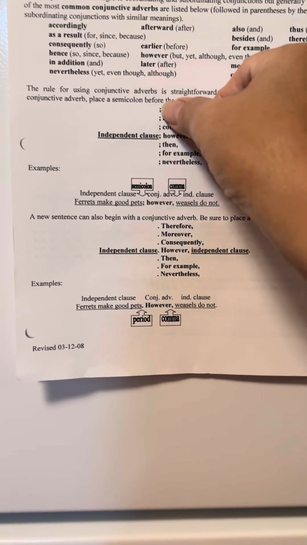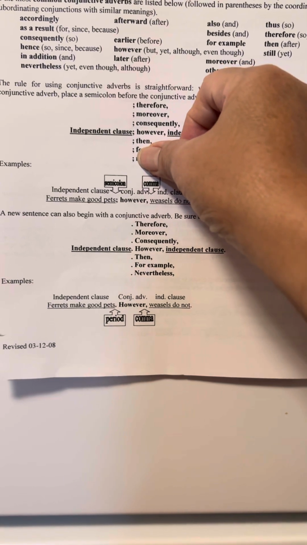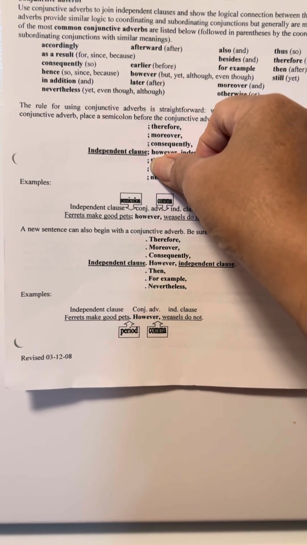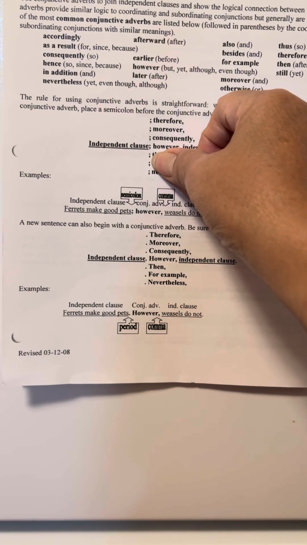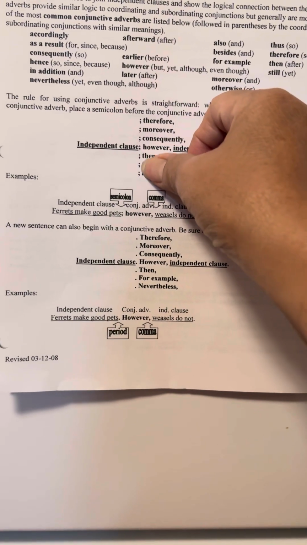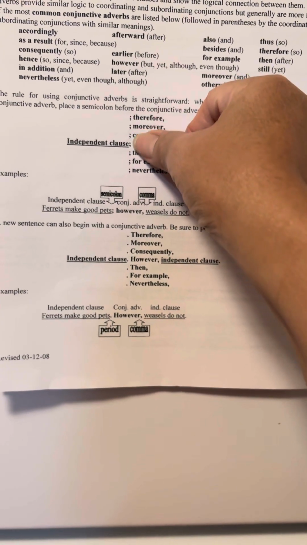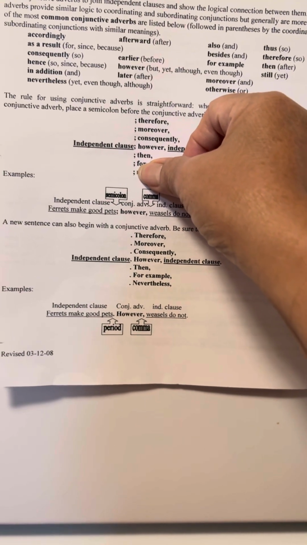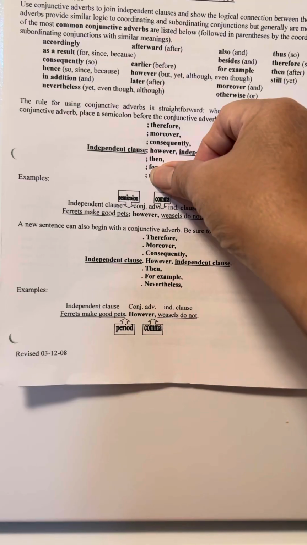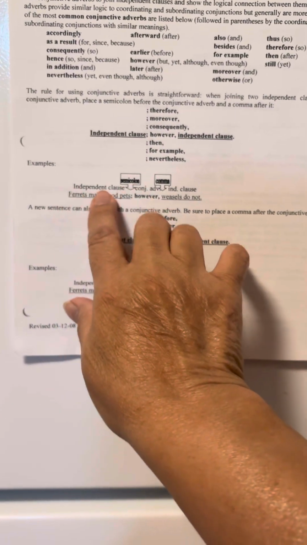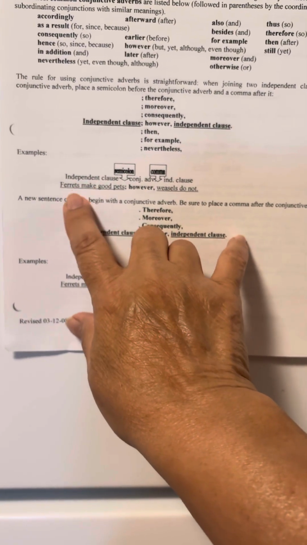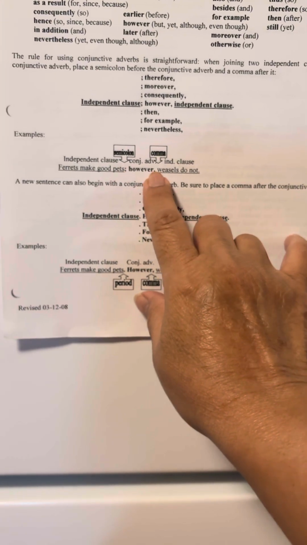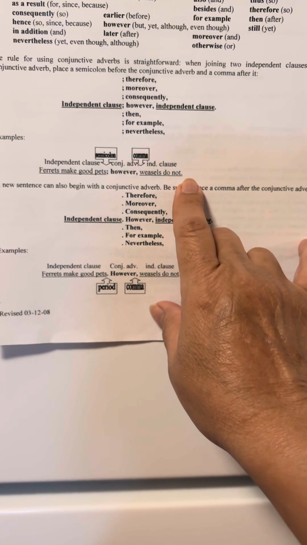Now, it's important to remember this about semicolons. Semicolons are like soft periods. They're not like a comma at all. They're more like a period than anything. And you never capitalize after a semicolon. You always capitalize after a period, but not after a semicolon. Now, here's an example of an independent clause. Ferrets make good pets, semicolon. However, comma, weasels do not.